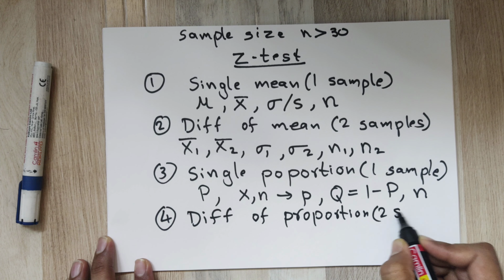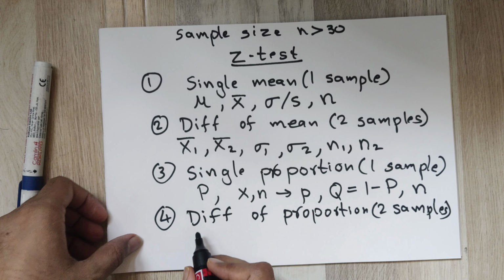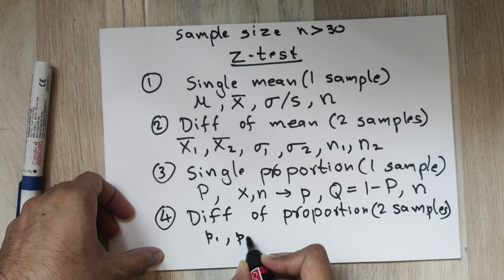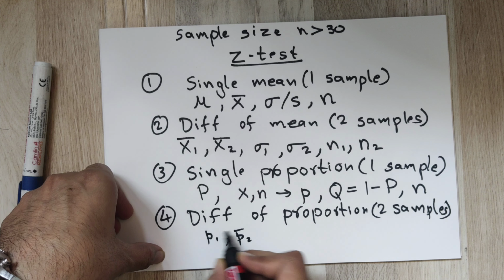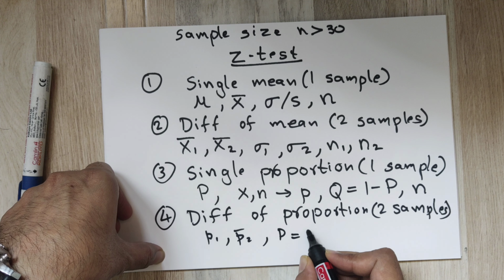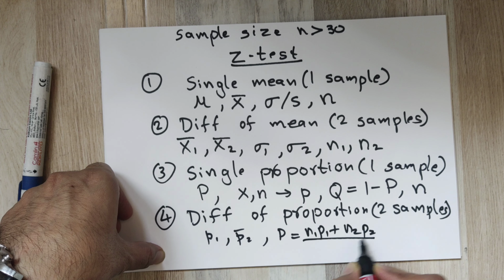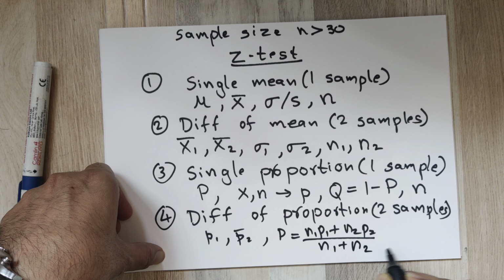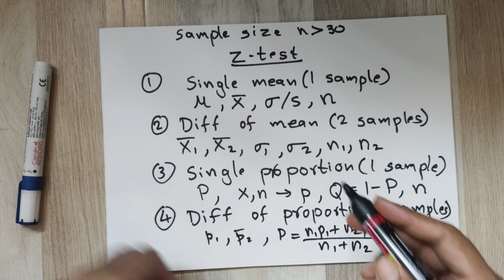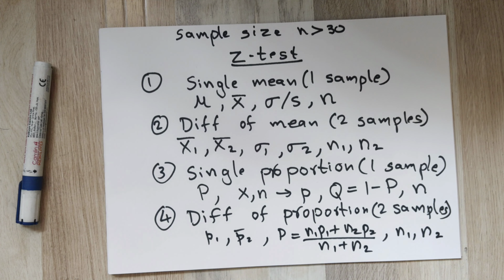So here we'll have 2 samples given. So we'll have sample 1 proportion, sample 2 proportion. Now if the population proportion is not given, then we can estimate that by using the formula N1 P1 plus N2 P2 upon N1 plus N2, and we'll have the sample size N1 and N2 given. All those 4 tests are applicable when the sample size N is greater than 30.